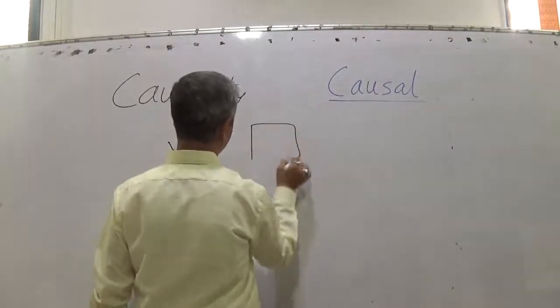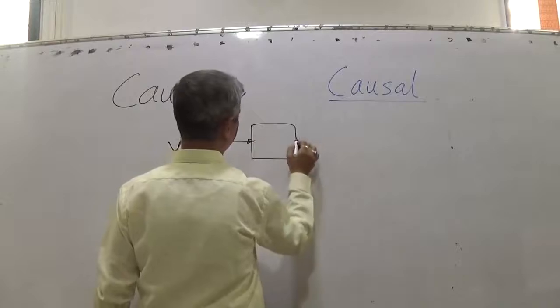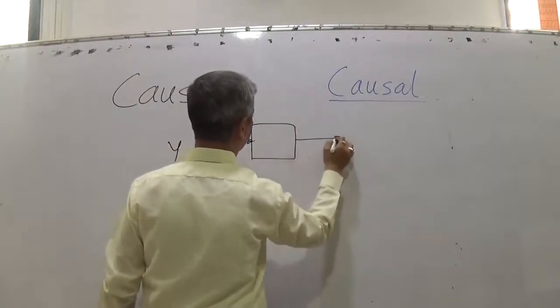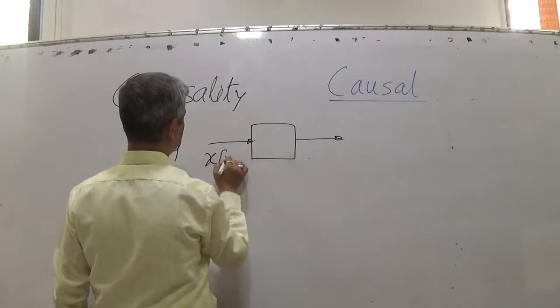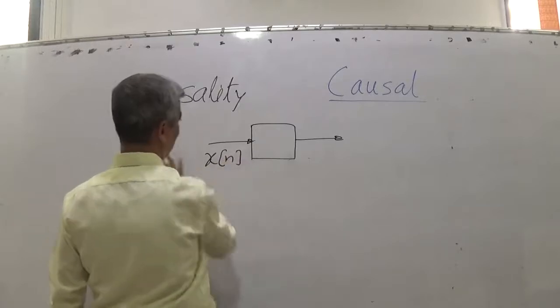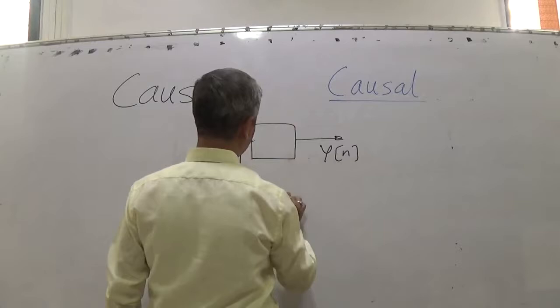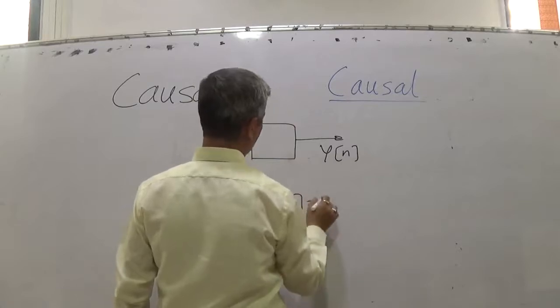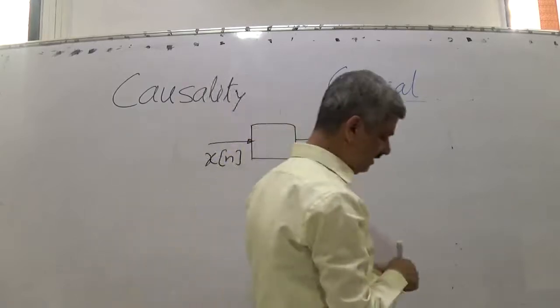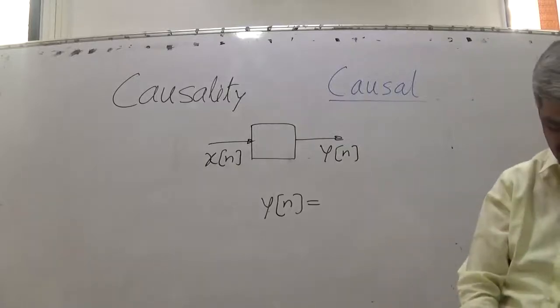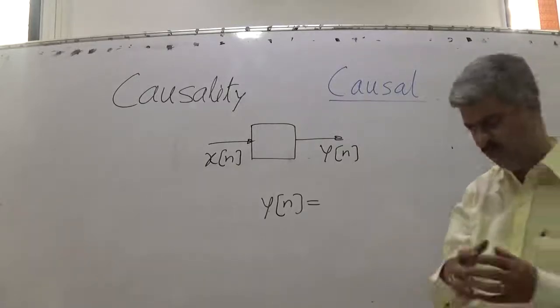I apply input xn, and I obtain output yn. So yn depends on xn. I'm giving a simple example, not a classical definition, which you can check in the lecture of Professor Gadre or in the book.